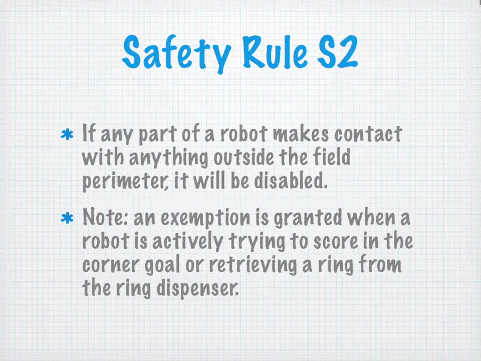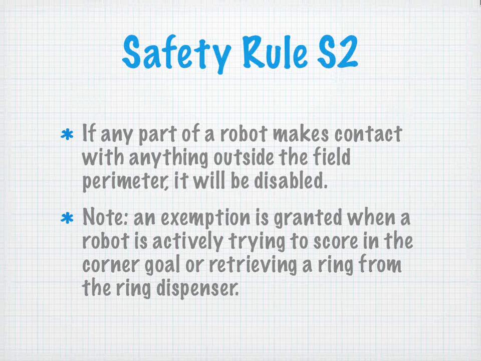Safety Rule 2 says that if any part of a robot makes contact with anything outside the field perimeter, it will be disabled. So it's okay if a robot has an arm and it reaches up over the perimeter wall and extends slightly outside of the perimeter, as long as it's not presenting any sort of safety concern, that's fine. But the moment it touches, say, even the top edge of the perimeter wall, the outside of the perimeter wall, or the floor, or anything outside of the field, one of the players, for example, then it gets disabled.